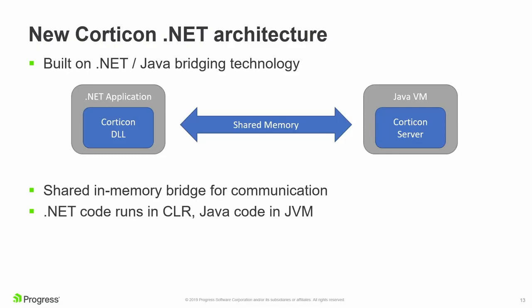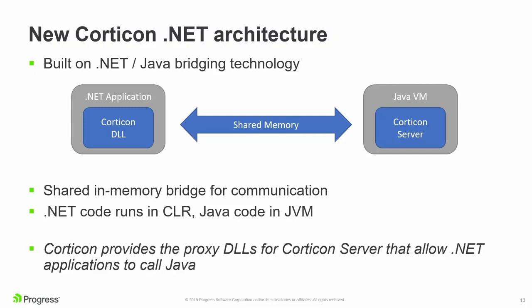What's really nice about this is that the .NET code runs in the Windows Common Language Runtime. The Java code is running inside of a JVM. As James said, we're no longer dealing with the cross-compilation headaches. It makes deployment much easier and has lots of other benefits as well. Corticon provides the DLLs. This isn't something that you need to create. We provide the DLLs to make it easy to go from your .NET application to call to Corticon.